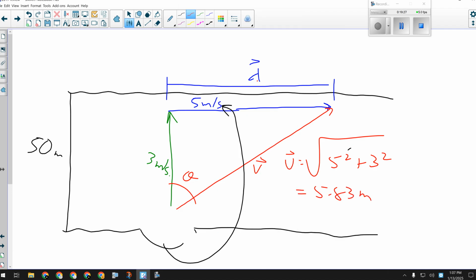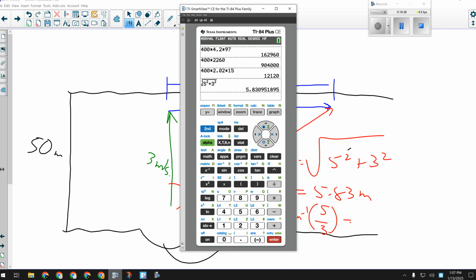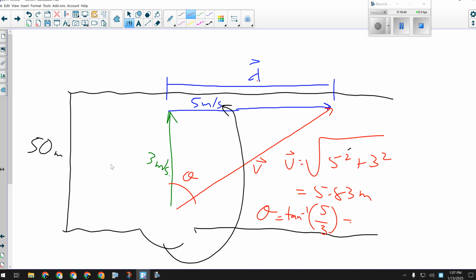All right, I need theta, so for me that's going to be opposite over adjacent, inverted. So that's going to be 5 over 3. So that angle's 59 degrees. My final answer there, I only have one significant digit, so I guess 6 meters per second at 6 times 10 to the 1 degrees. I could probably give compass directions on that, or from the center of the river, or east of north.